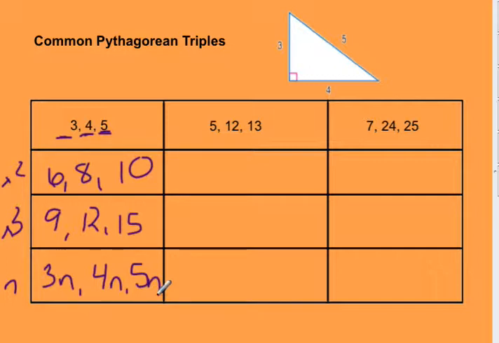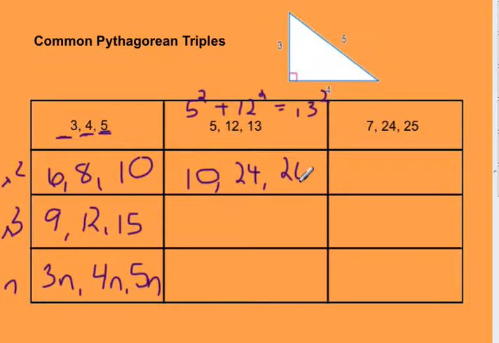Now the same is going to hold true for 5, 12, and 13. Basically, if you were to test it out, you would see that 5 squared plus 12 squared is equal to 13 squared. That's what makes a Pythagorean triple. That's also always going to be true, and its multiples are going to be true as well. So let's multiply that out. So I have 5, 12, and 13, right? So I multiply each of those by 2, and I get 10, 24, and 26.